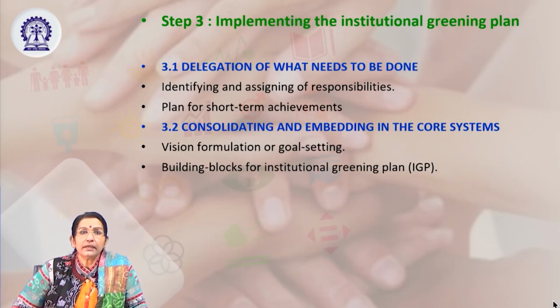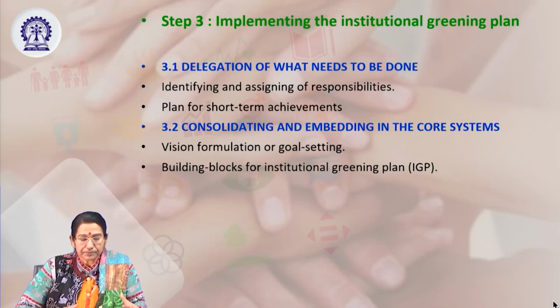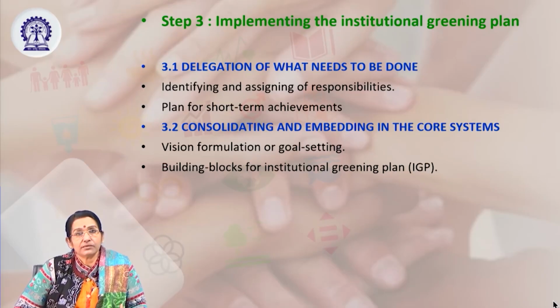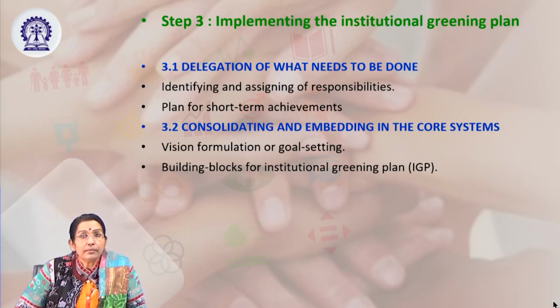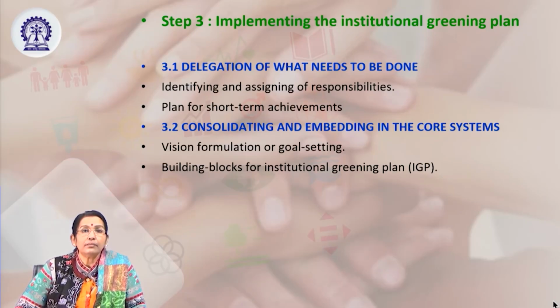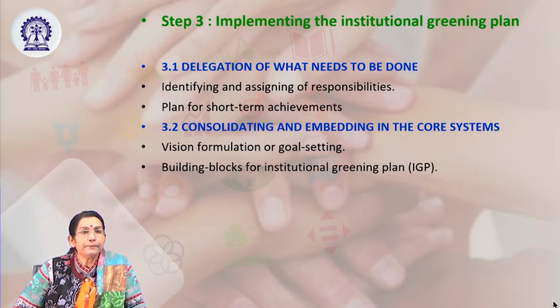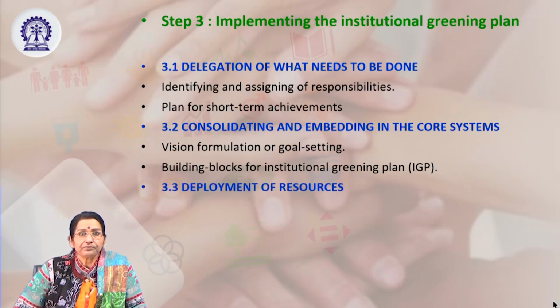Then consolidating and embedding in the core system. This means identifying the core subjects and core disciplines, and how to embed this green aspect and green plan in that core concept, the mainframe, the most vital infrastructure. Then vision, formulating the goal setting: how to apprise the people about the vision, and the building blocks for the institutional green planning.